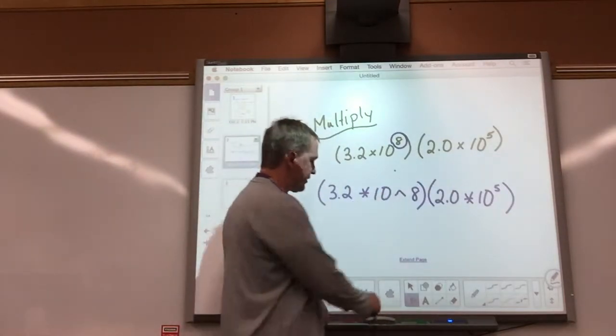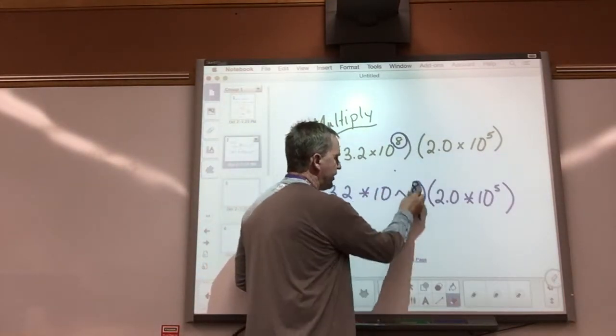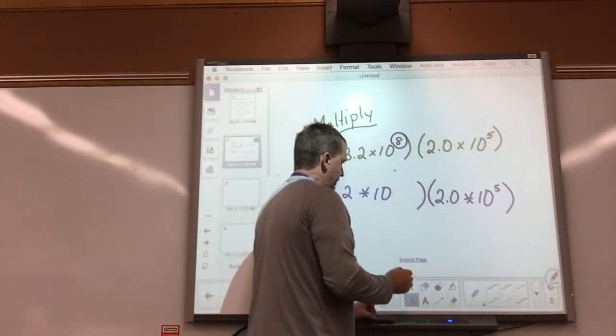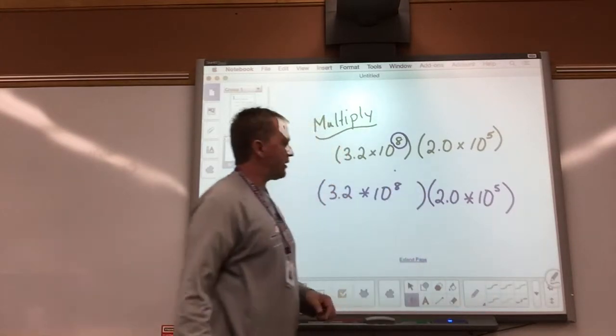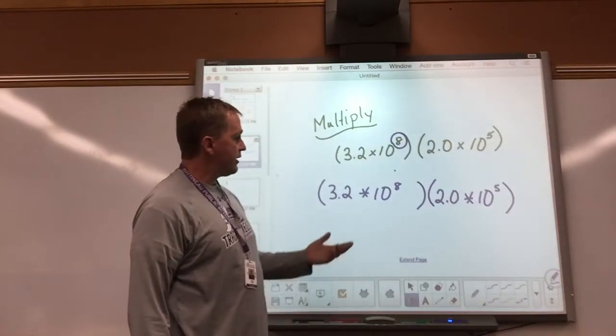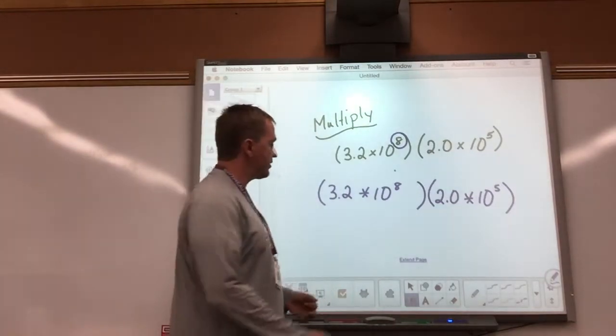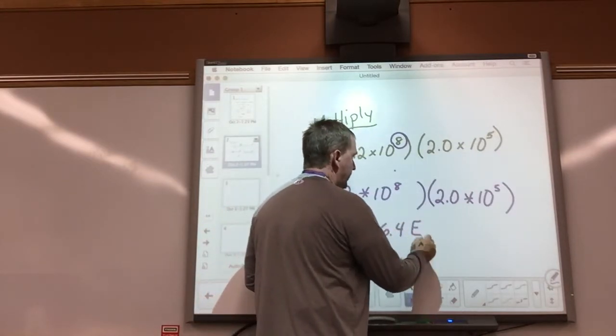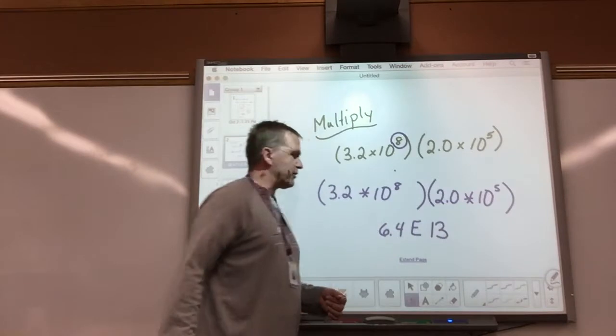So after both of these, as much as this is written this way, it's going to end up looking like an 8 like that. Now, when we do this, the calculator is going to multiply those numbers, and it's going to give us an answer of 6.4 E, and it's going to say 13.